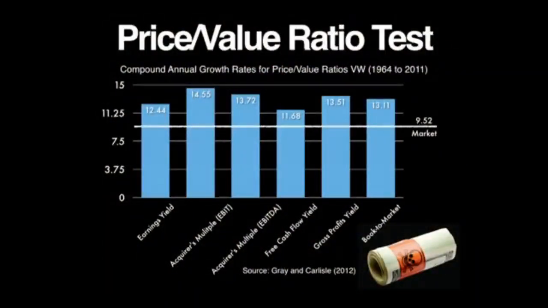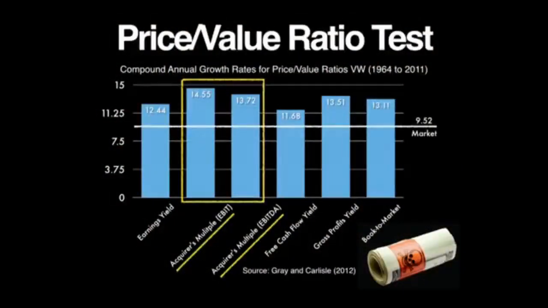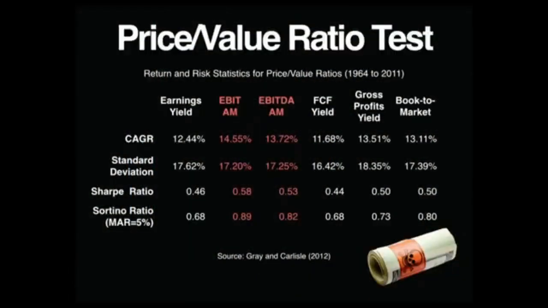But when we tested them using data from 1964 to 2011, we tested a variety of different possible metrics. Earnings yield, which is the inverse of the price earnings metric, the acquirer's multiple using EBIT, the acquirer's multiple using EBITDA, free cash flow on enterprise value, gross profits yield, so that's just revenues minus cost of goods sold to give you the third line on the income statement, and book to market, which is the inverse of price to book, so that they're arranged in the same way. We found that the acquirer's multiple outperformed. And again, not just on a raw return basis, it outperforms on a risk-adjusted return basis too, and comprehensively.